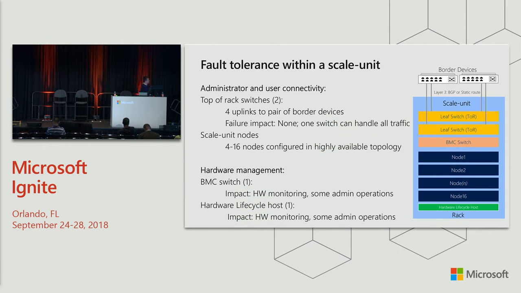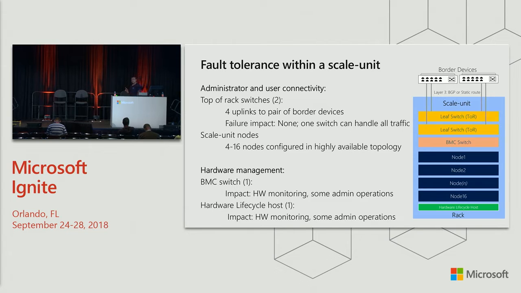Okay, so let's talk about the scale unit in a rack and what levels of fault tolerance we have at this altitude. A scale unit will have 2 top-of-rack switches connected to 2 border devices. The border devices we don't control. That's what you provide in your data center. We get 4 uplinks. We connect the top-of-rack switches to those uplinks. So we have redundancy as far as connectivity. We have redundancy as far as top-of-rack switches. So one can go down, the other one will continue operating the stack.